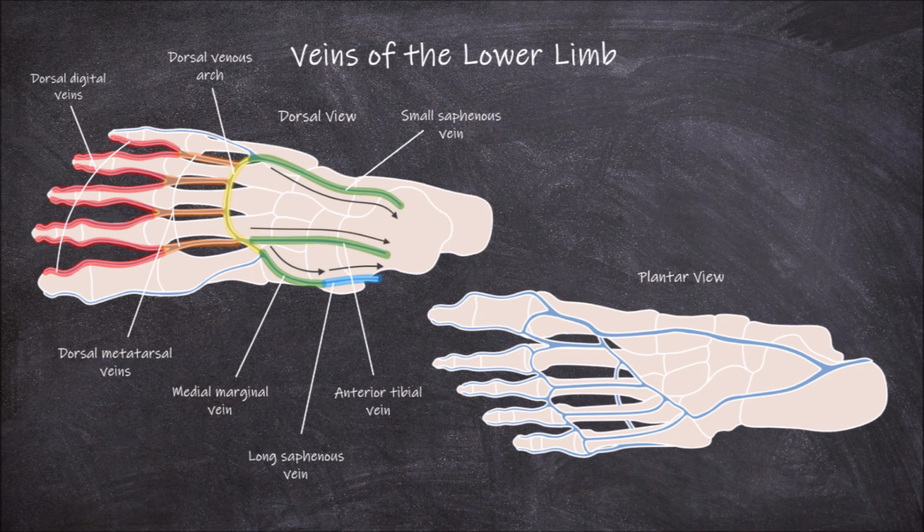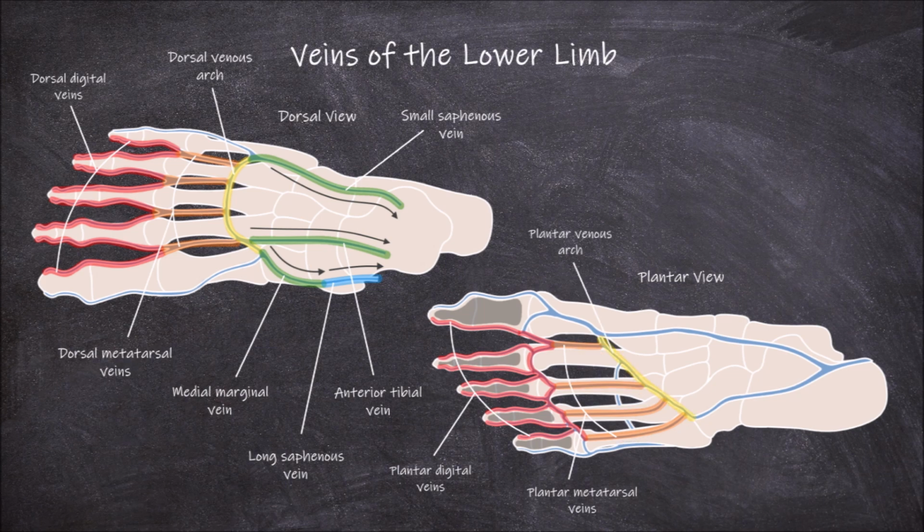The plantar veins of the foot start with a plexus of small veins on the plantar surfaces of the toes that drain into the plantar digital veins. The plantar digital veins run proximally up each side of the digits. These veins then unite to form and drain into the plantar metatarsal veins. These veins run proximally along the metatarsal bones. They end by forming and draining into the plantar venous arch.